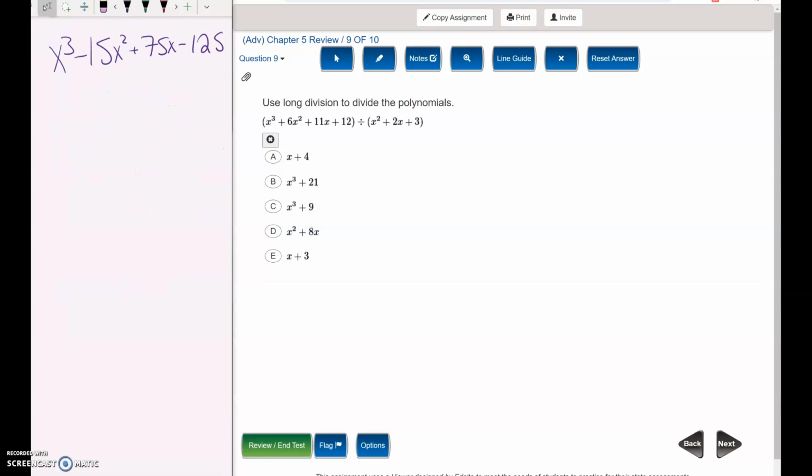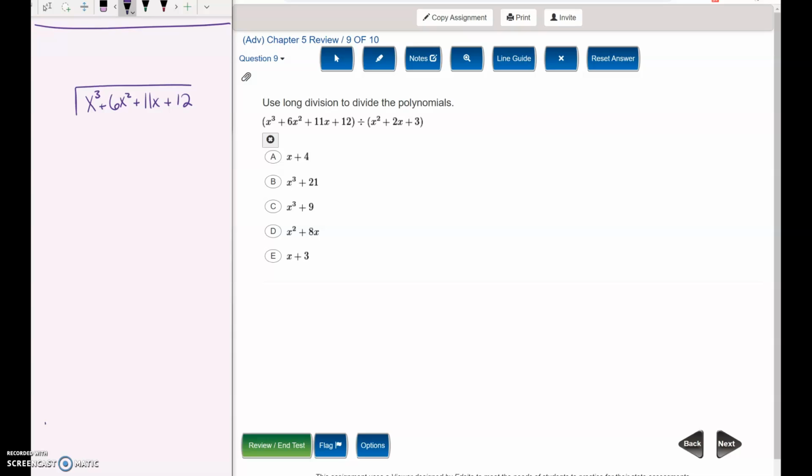Okay, long division. First, you need to check to see if you have any missing terms, and I don't think we do. So we have x to the third plus 6x squared plus 11x plus 12. We're dividing that by x squared plus 2x plus 3. Now, the 2x plus 3 is really just along for the ride. We're really focusing on the x squared. x squared times what is x to the third? That would be another x.